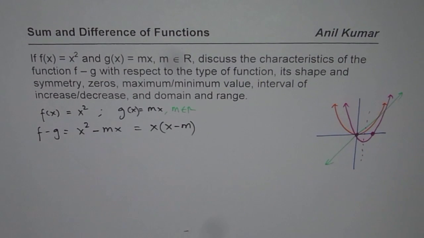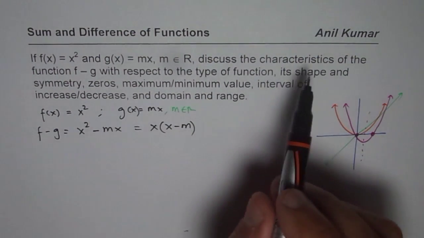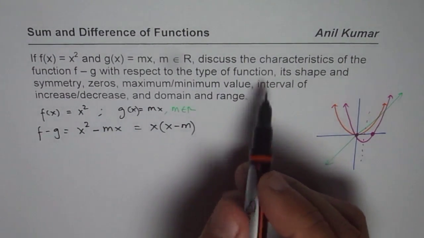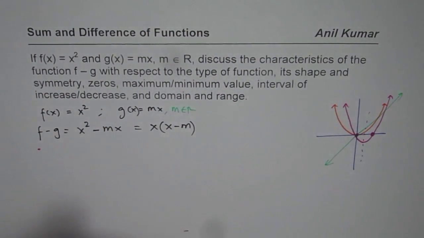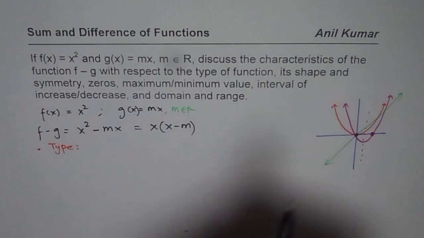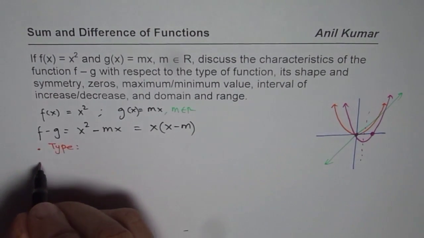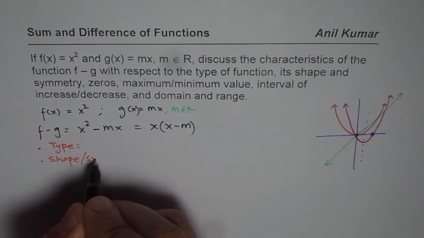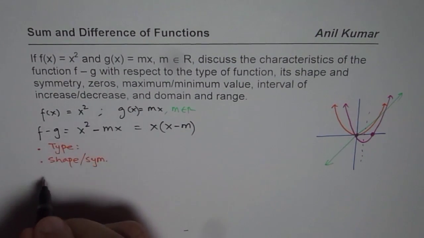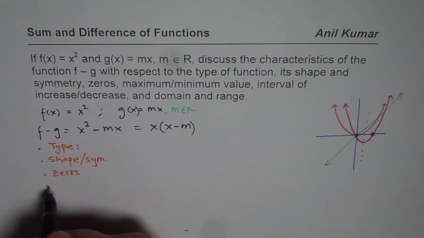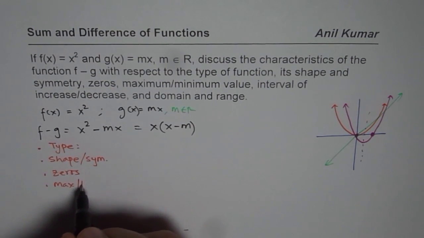Now let's answer the questions one by one. The first one is, discuss the characteristics of this function with respect to type of function. So first one is type of function. Let's write down. So first one is type of function. We know it's a parabola. Its shape and symmetry, right? Then we talk about shape and symmetry, okay. And then we'll talk about zeros, fine. And then maximum minimum value, okay.